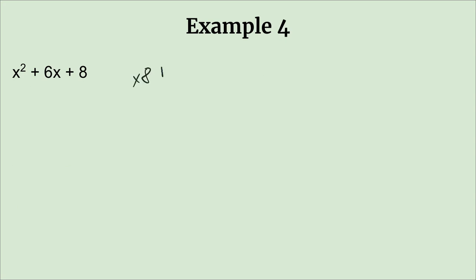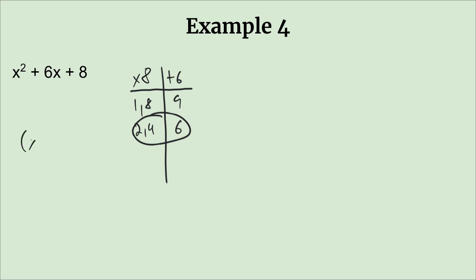Multiplying to 8, adding to 6, we have 1 and 8, 2 and 4, which add to 9 and 6, so we're going to do 2 and 4, and then 6, so we have x plus 2, x plus 4.